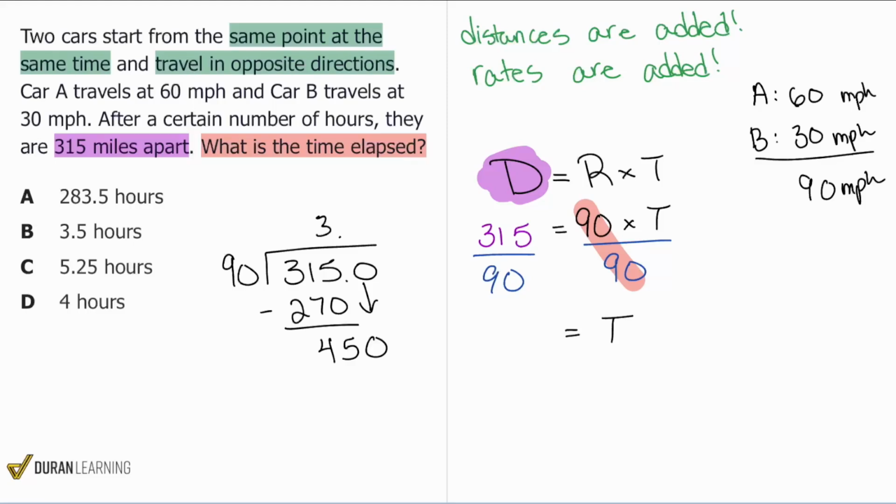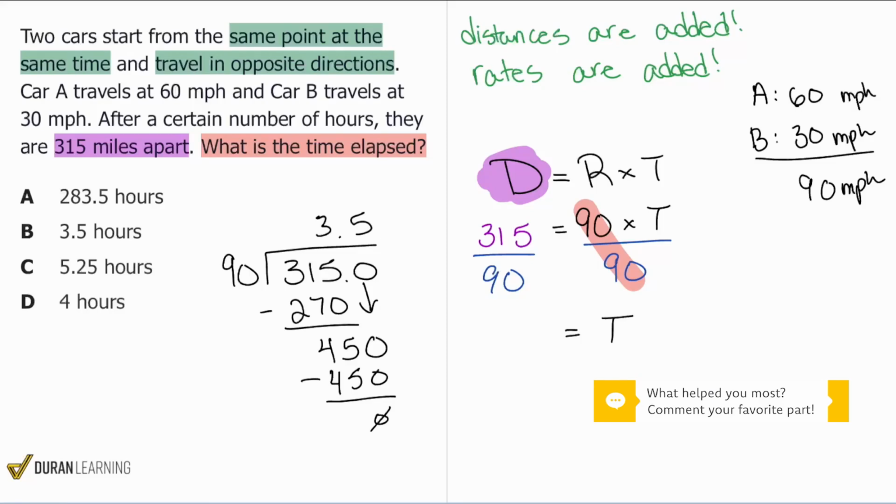Everybody, how many times does 90 go into 450? 5 times. 90 times 5, or 9 times 5, 45, and then tack that 0 on at the end. So right there, booyah, 3.5 will be the answer. Just confirming here, and we're good. So there we go. The time is 3.5 hours. Answer choice B.